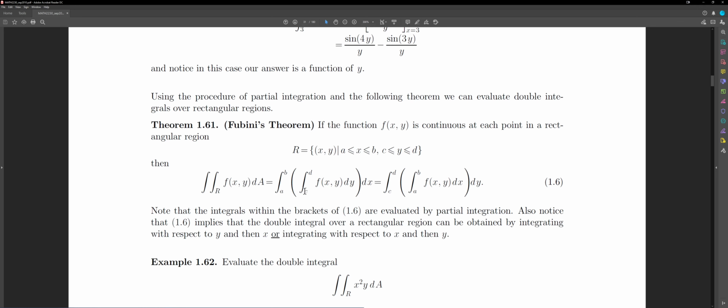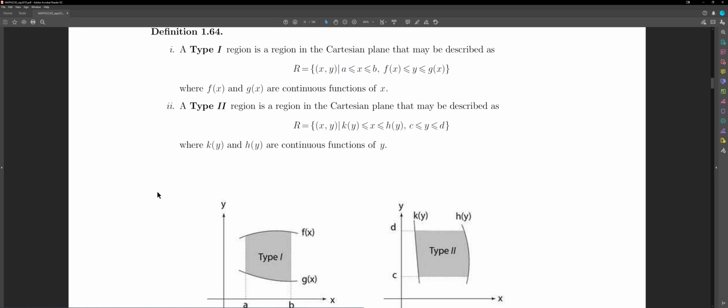And usually if you're doing this and you just want to work out the answer, you'll just do one way. You don't need to do both ways, unless the question asks you specifically to check that if you do it this way, you're going to get the same answer as if you do it this way. Okay, so let's look at what these type 1 and type 2 regions are.